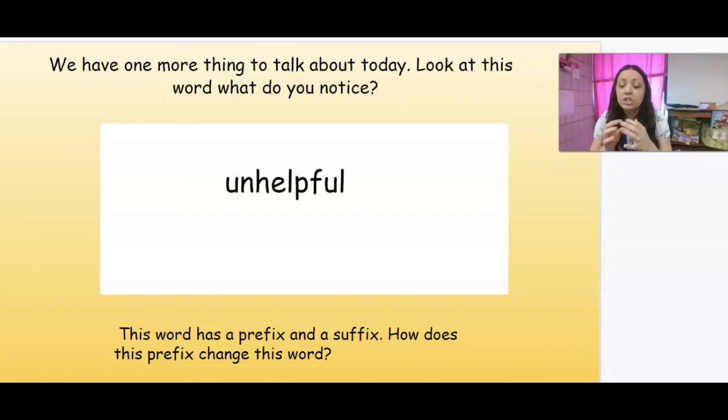Okay. So how did this prefix change the word? I had helpful and I put un in front of it. Well, if I say helpful, I'm saying that person is full of help. They're going to help me all the time. If I put the un in front of it, it means they are not going to help you all the time. So it actually changed the whole word and made it the opposite of what you had before.